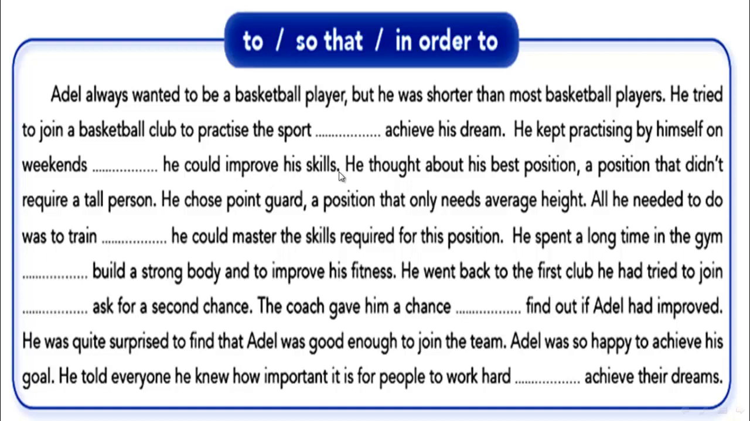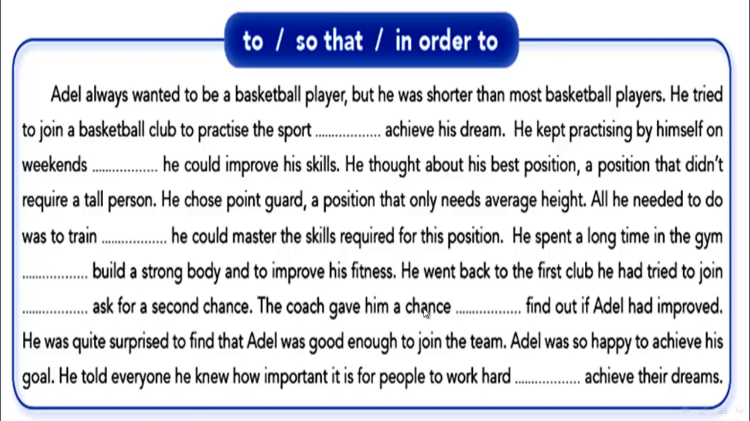Improve his skills. He thought about his best position, a position that didn't require a tall person. He chose point guard, a position that only needs average height. All he needed to do was to train space, he could, the same like this one, master the skills required for this position. He spent a long time in the gym space, build, have infinitive here, a strong body and to improve his fitness. He went back to the first club he had tried to join, space here, ask, this one is infinitive, for a second chance.